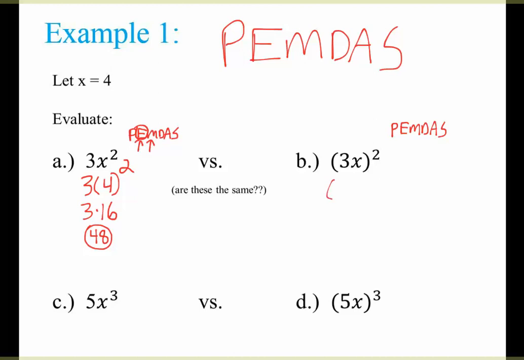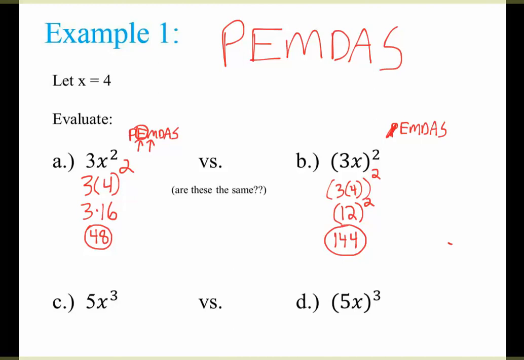Let's plug in that 4. So we got parentheses, 4 for x, the whole thing's inside parentheses, and then squared. Since that whole thing is inside parentheses, I've got to do parentheses first. So I actually do the multiplication here. 3 times 4 is 12, because that's what's inside my parentheses. And now I'm allowed to do my exponents. 12 squared is 144. So notice those parentheses are kind of game changers. They really have a strong impact on how you're going to be simplifying these.